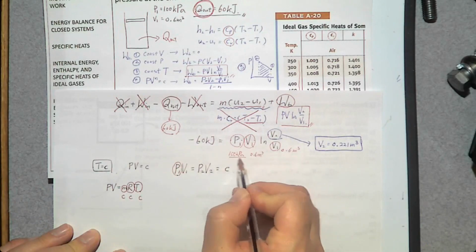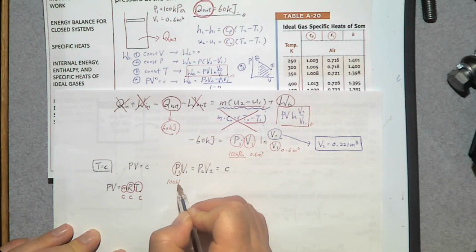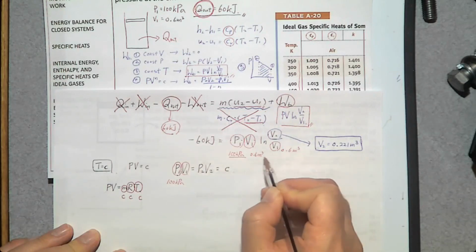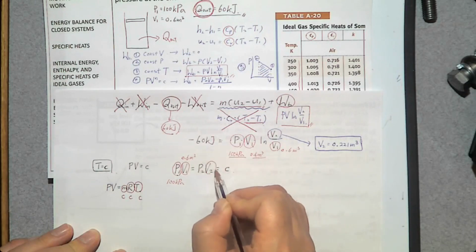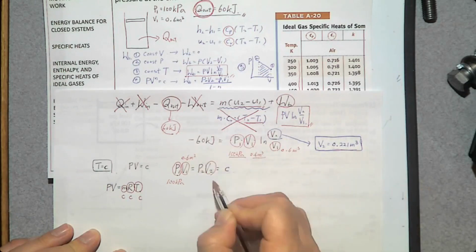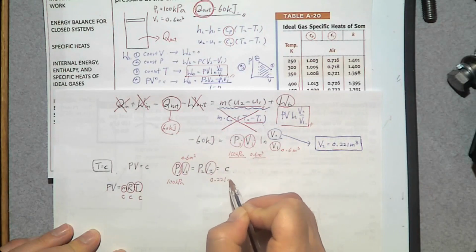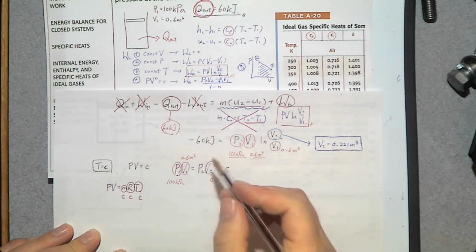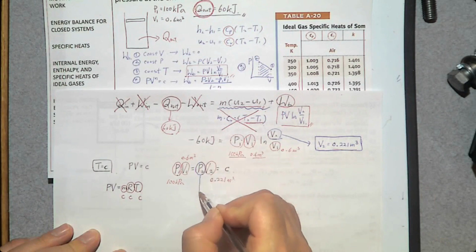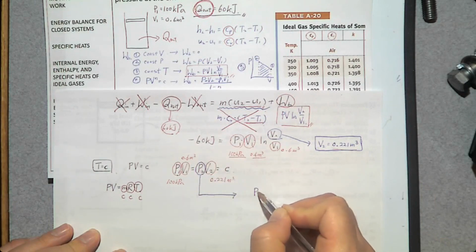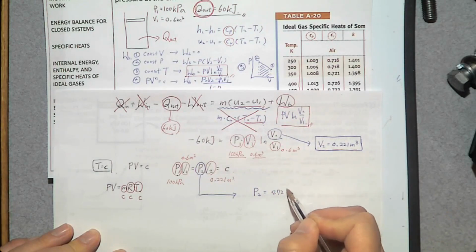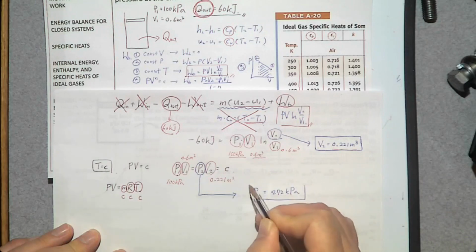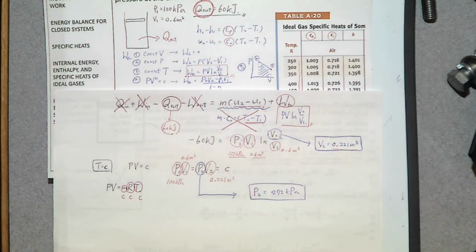P1 is 100 kilopascal. V1 is 0.6 cubic meters. V2, we just calculated, is 0.221 cubic meters. So you can determine the pressure at the final state. So P2 is 272 kilopascal. That's how you solve this problem.